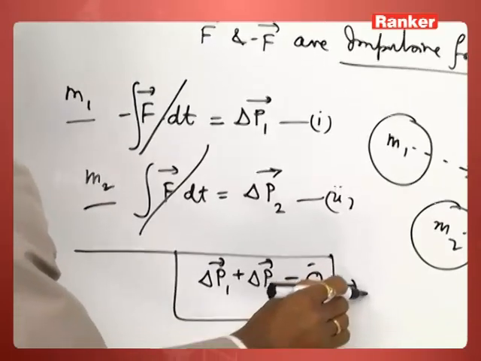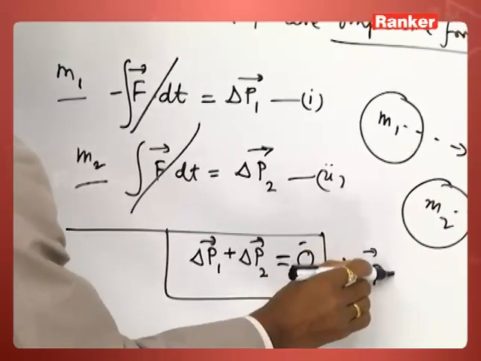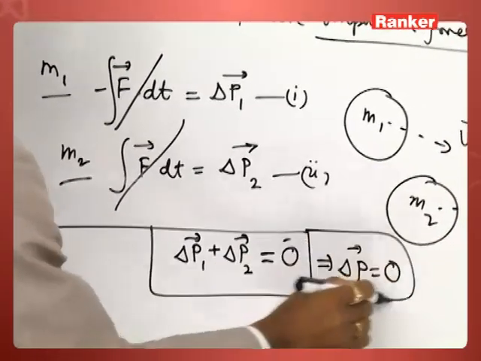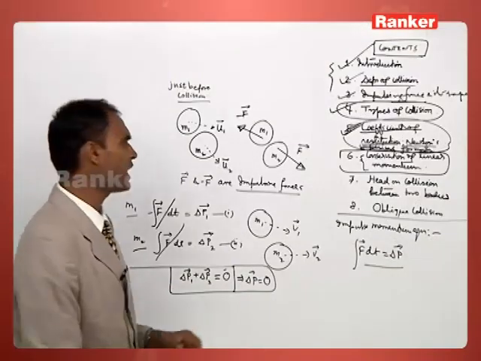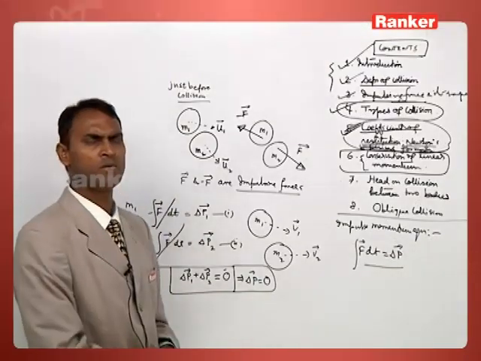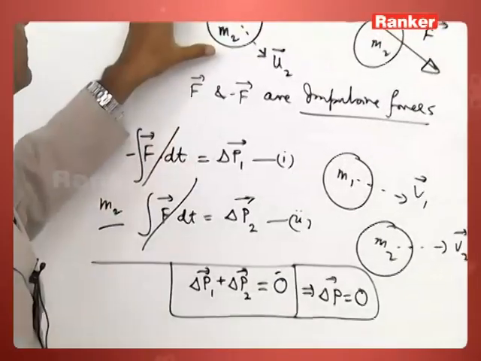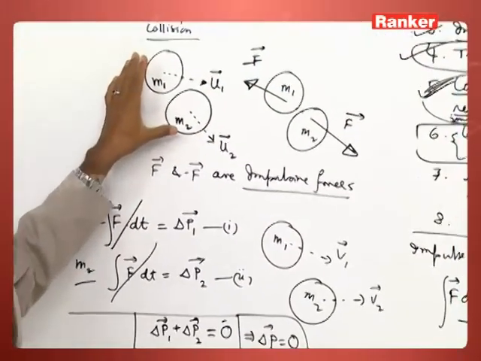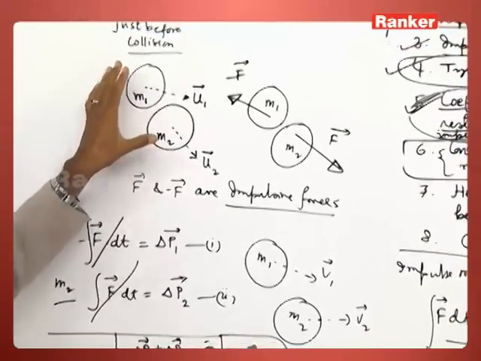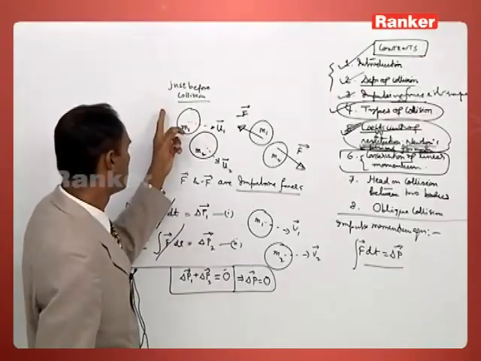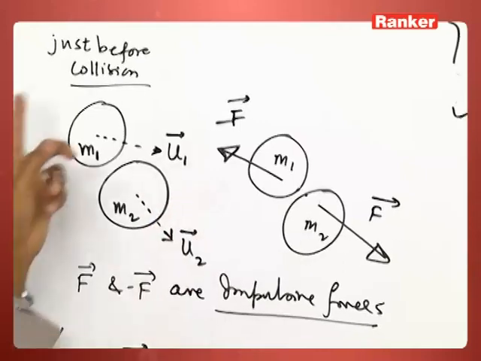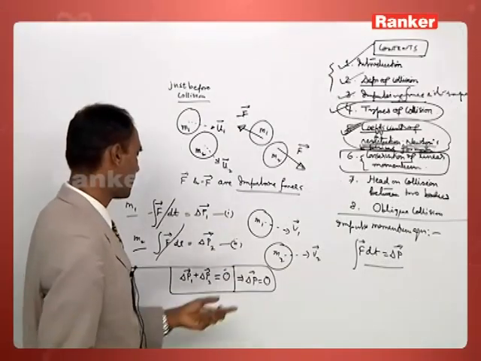This is called conservation of linear momentum of the system of particles. For the sake of simplicity, we have taken a two particle system. When they are colliding, the net momentum of the system remains conserved.